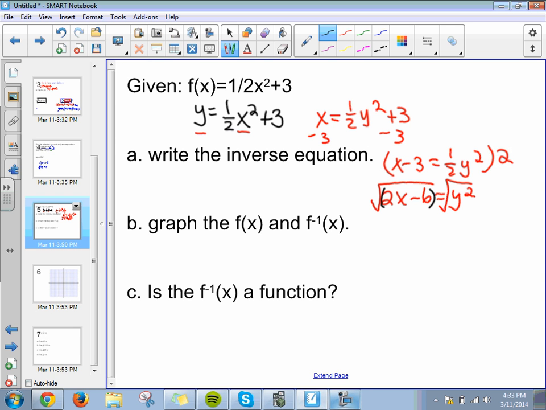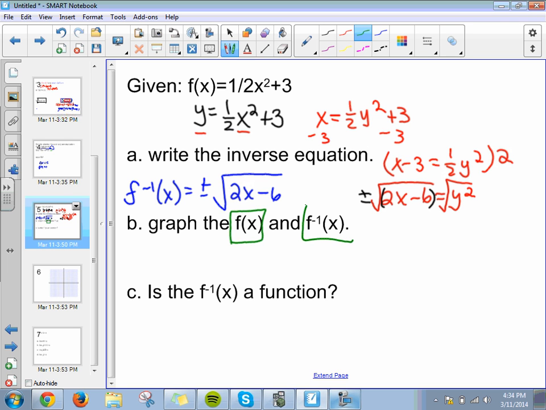It is worth noting that you have to take the square root of this thing as a whole. That's not the square root of 2x and then the square root of negative 6. It's got to be the whole thing. And now remember, with this, we want to have a plus and a minus. So in order to get full credit, the entire answer is that our inverse is equal to plus or minus the square root of 2x minus 6.